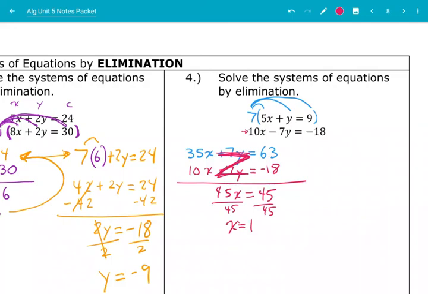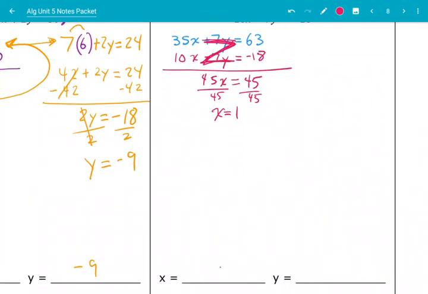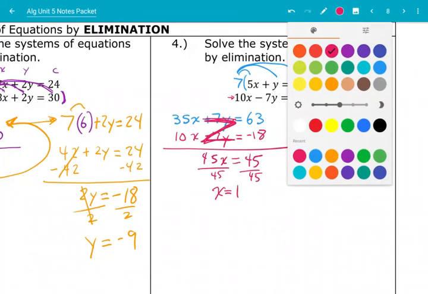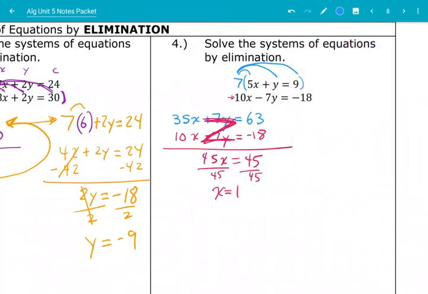X equals 1. X is a big 1. Okay, now that we know what x is, we can go back to the blue equation. I'm going to plug it back into that one because everything's positive up there. That's 30. Oh, no, you know what? You could do that, but I want to keep my numbers even smaller, so I'm going to go back to this equation.